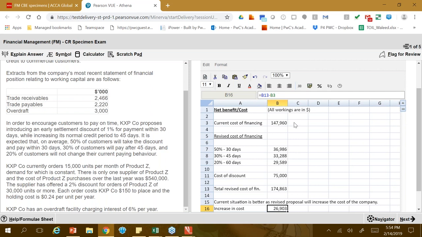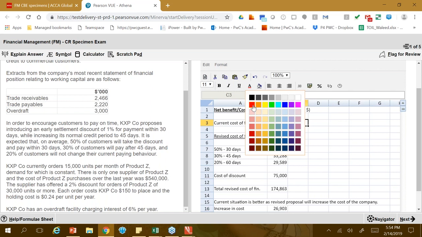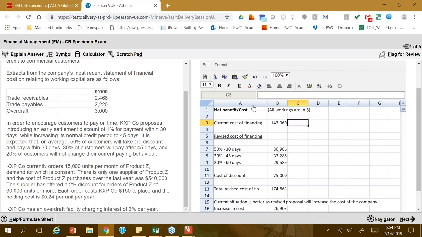In terms of the marks, this was a 6-mark requirement. We got 1 mark here, 1 mark here, 1 here, 1 for the discount, and then 1 for this final comment. So 6 marks in total on this requirement.